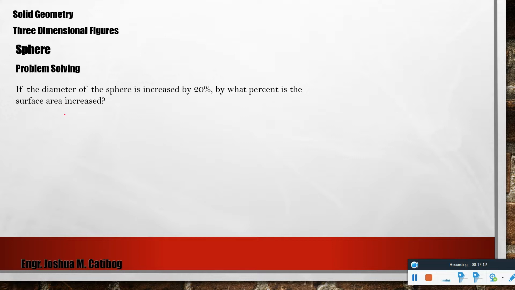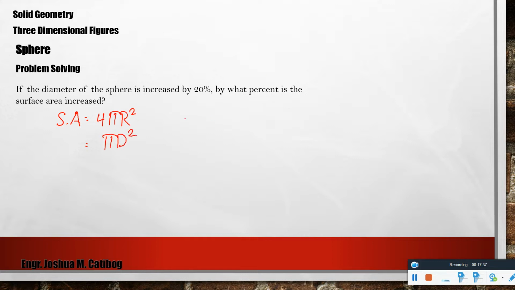Okay, so we are dealing with the surface area. At alam natin that surface area is what? 4 pi r squared. So, ang sabi dito, if the diameter of the sphere is increased by 20%, by what percent is the surface area increased? Okay, so from here, ano pa po yung formula natin ng surface area? Okay, that would be what? Okay, so that is pi d squared.